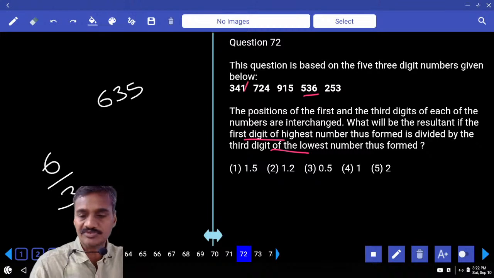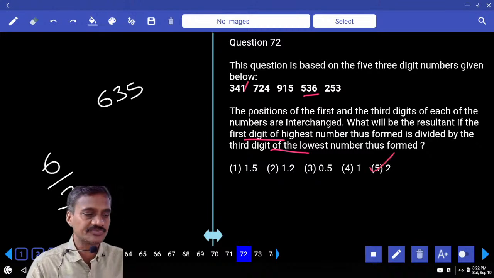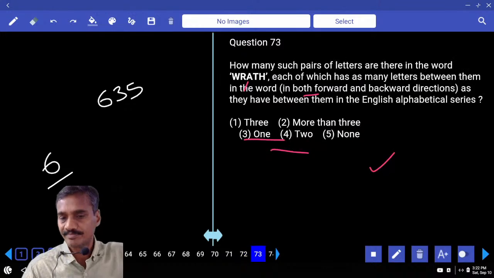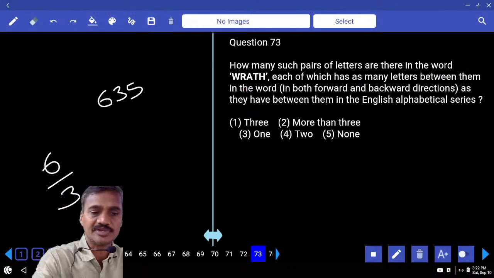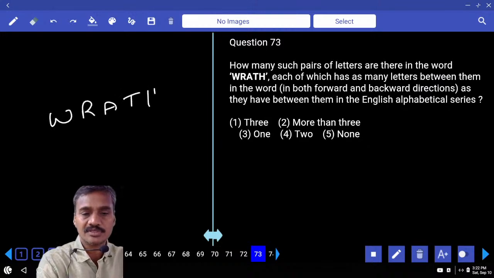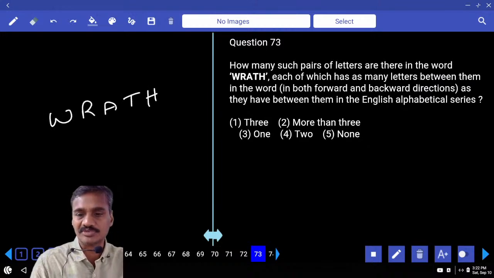6 divided by 3 is how much? 2. That is choice 4, 72. Then 73. And how many such pairs of letters are there in the word WRATH, which have as many letters between them as in the alphabet?